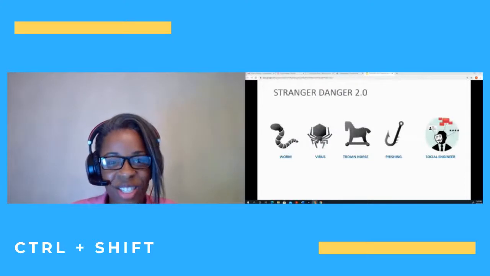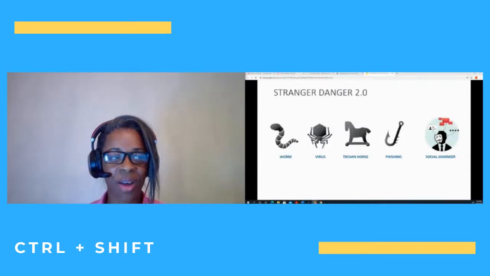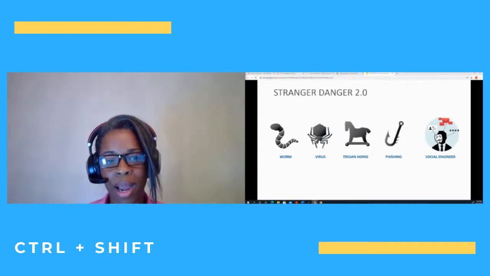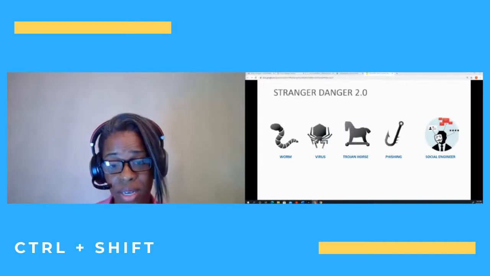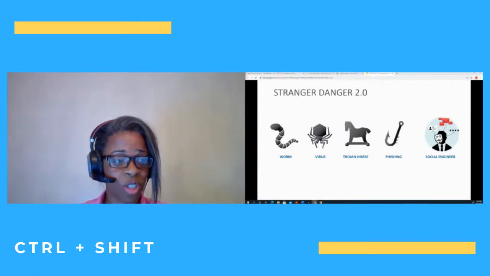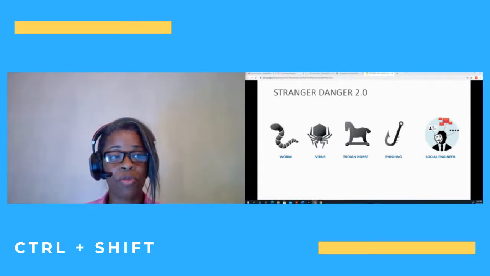21st century stranger danger, or stranger danger 2.0. There are five threats, and one of them kind of overlaps with one of the first four. Three of the five can be taken care of with things like virtual private networks or antivirus. So we have worms, viruses, Trojan horses, phishing, and social engineering.